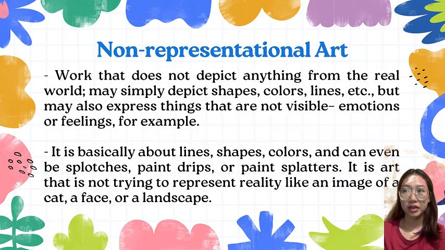Next is non-representational art, also known as non-objective or abstract art. It does not aim to represent or depict objects, people, or scenes from the real world. Unlike representational art, it avoids recognizable subjects like faces, landscapes, or animals. Instead, it focuses purely on visual elements such as colors, lines, shapes, and texture to create meaning and evoke emotions. This type of art can be very expressive.